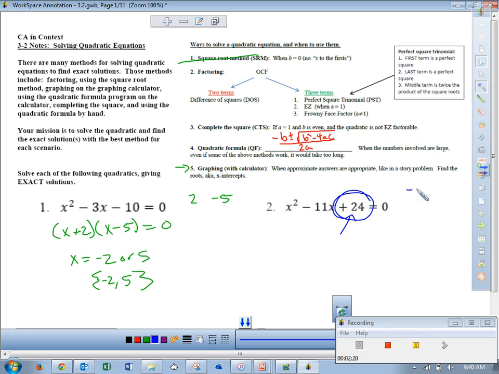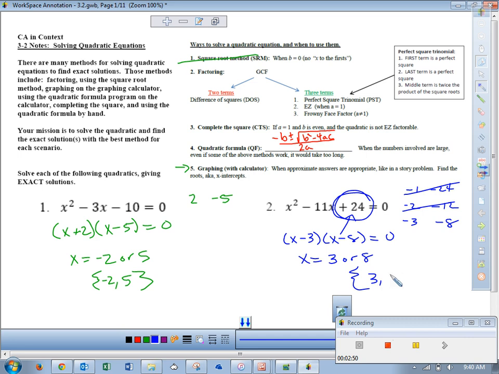So multiples of 24, negative 1 and negative 24, but they don't work. Negative 2 and negative 12, those don't add to negative 11. Negative 3 and negative 8, there's our bingo right there. Okay? And I'm doing all the hard work for you on the first two problems. The hardest part about factoring is finding the two numbers. Keep it an equation. Solve x equals 3 or 8. And then solution set. Awesome.